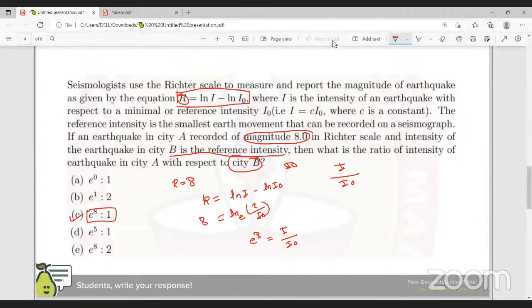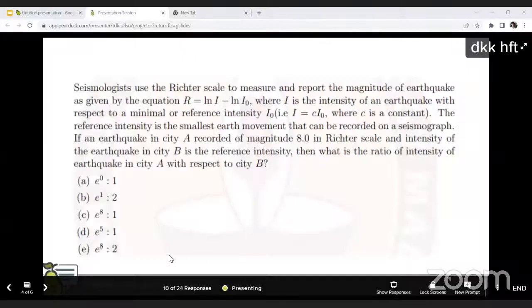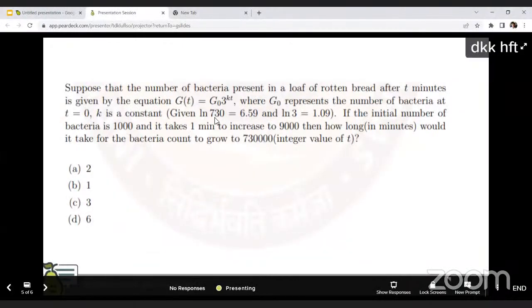Got it. Simpler question, you just have to find out what is the requirement. So next question. This is also a simpler thing. Just go to the question, put the values and simplify it, right?